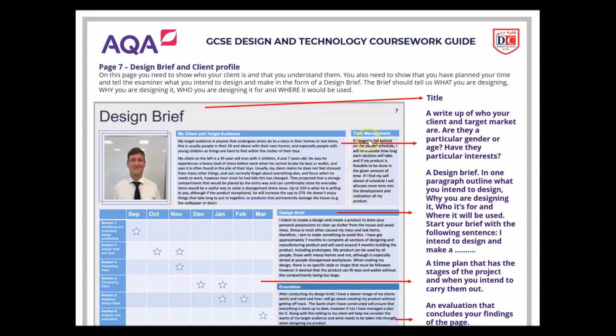So on this page here we have a little bit actually making sure that they've thought about the time management, and here we have a Gantt chart. Now on this Gantt chart we have the months that they're taking part in the project along the top, and they have all the different sections along the side, and then the stars relate to when the student intends to actually complete those particular projects in sort of chronological order. And at the end, just to summarise, we have an evaluation that actually talks about what happened on this page, about the client, their time planning, and also the design brief.